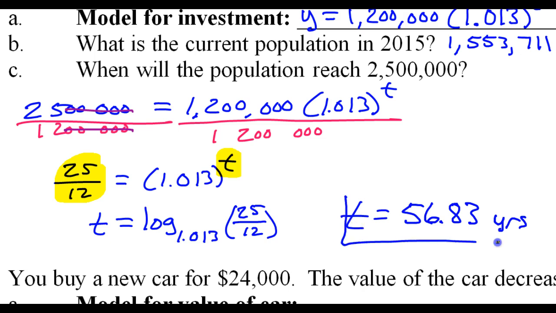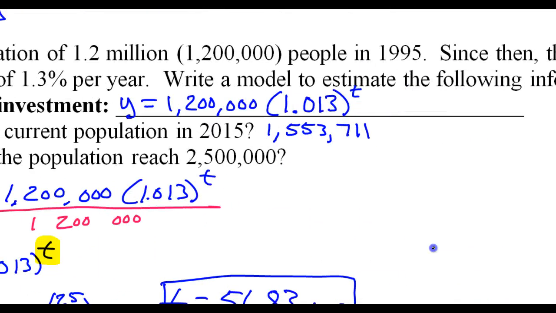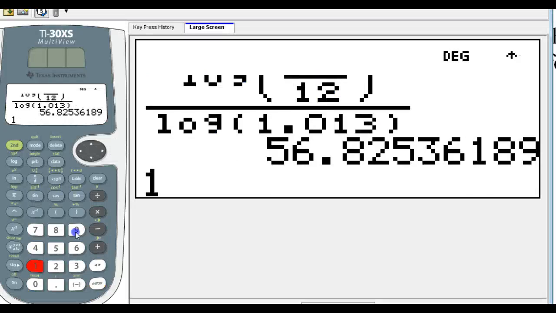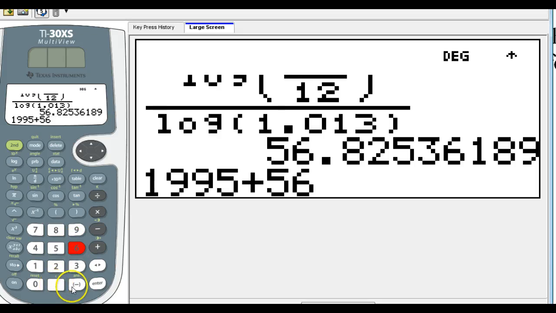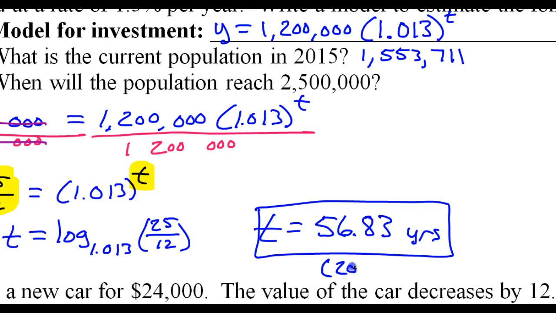Okay, so that's how many years we're talking about. Now, if I wanted to know what year that would be, 1995 plus that, that's going to take us into the year 2051. Alrighty then.